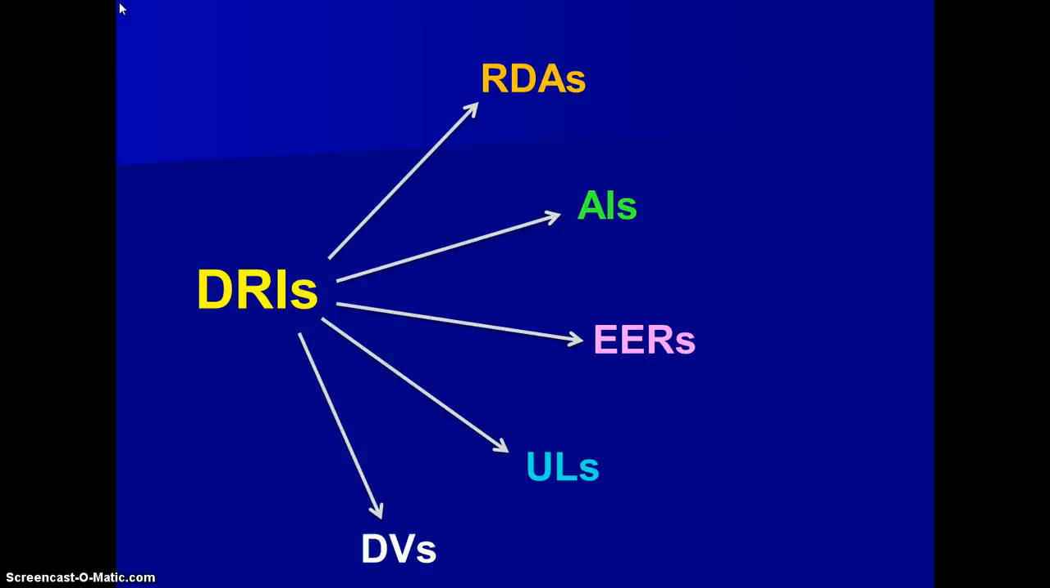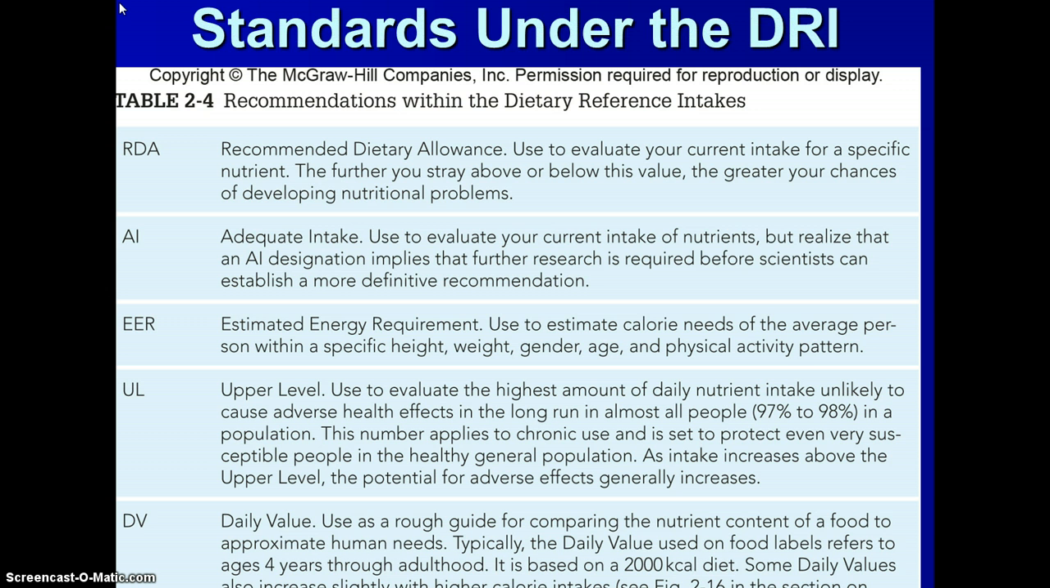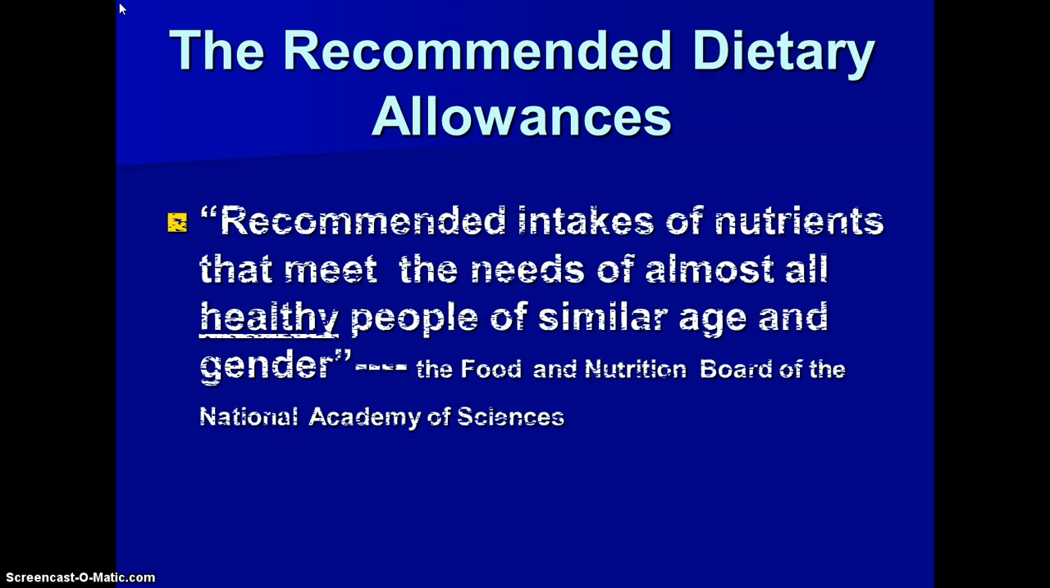For example, if you were considering a supplement, say vitamin C, the upper limit is 2,000 milligrams. If you take more than 2,000 milligrams of vitamin C, that's likely to result in some gastrointestinal distress. And then daily values are used only on the food labels. Here's a review of those standards.